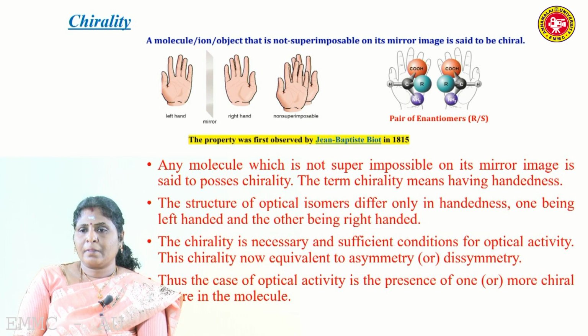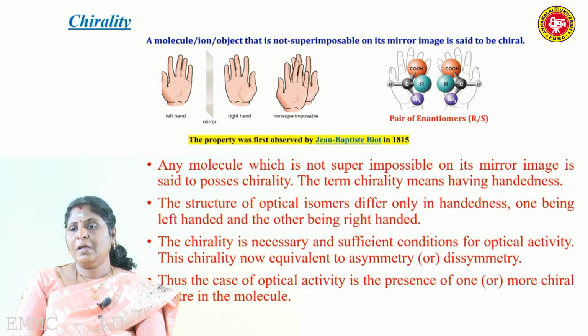Chirality. Any molecule which is not superimposable on its mirror image is said to possess chirality. The term chirality means having handedness. We are living in a chiral world, that means everyone possesses at least 2 hands. In the given figure, there are 2 hands. The 2 hands are mirror images of each other. In the second figure, if you superimpose one hand on the other hand, they are found to be non-superimposable. So the mirror images are non-superimposable. That is said to be handedness.